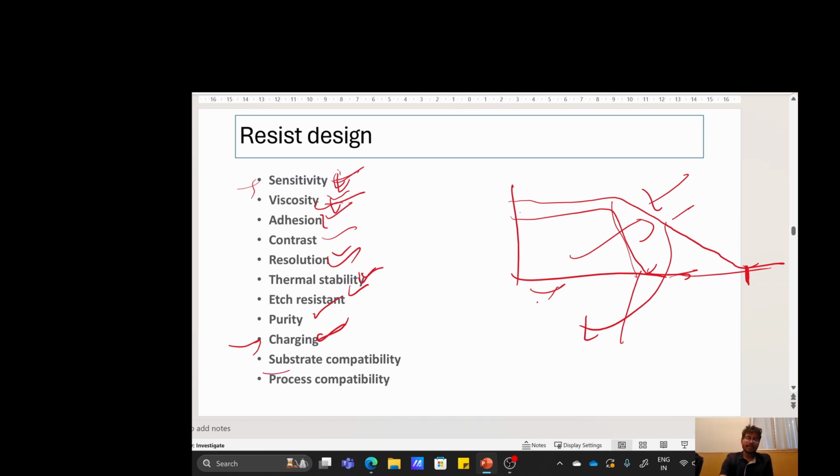Okay, so in substrate compatibility, the resist should be compatible with as many substrates as possible, like glass, quartz, silicon, gallium nitride, and sapphire. And process compatibility: if you are doing a subtractive process, your resist should withstand that etching process. Otherwise, if the resist is also etching, then there is no point.